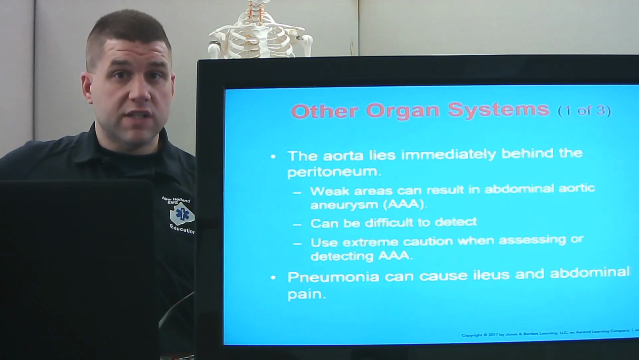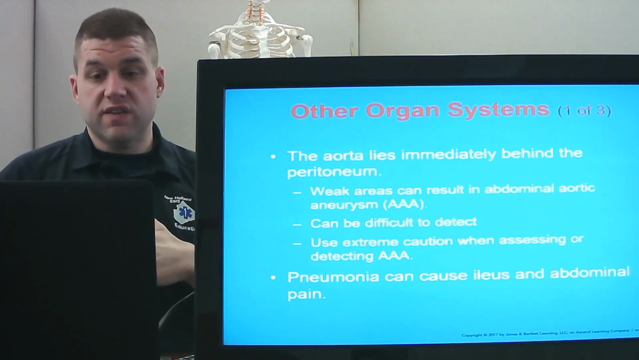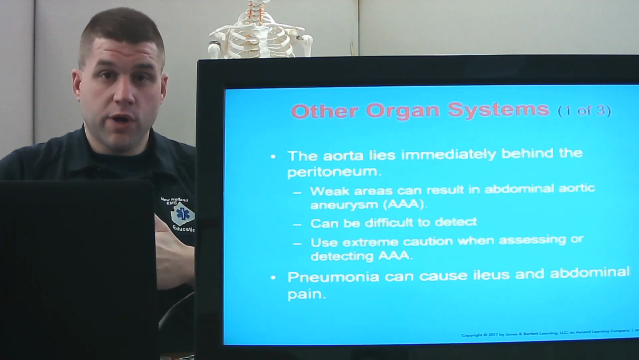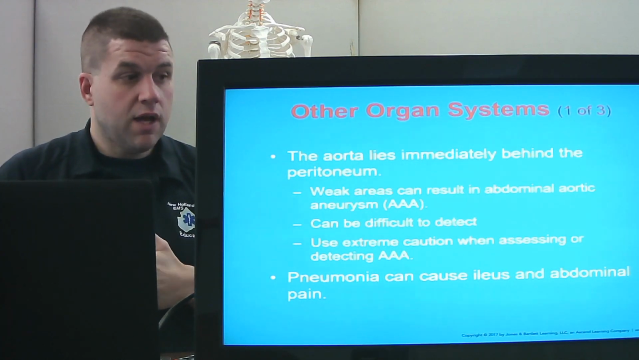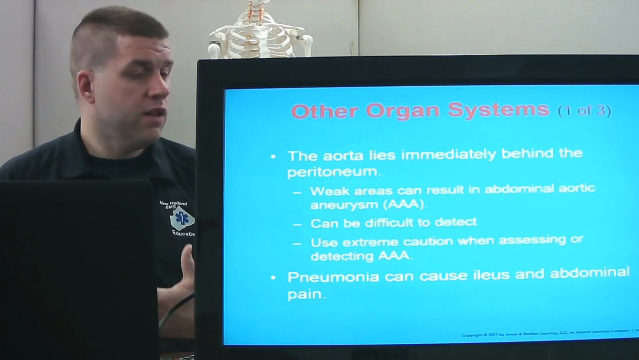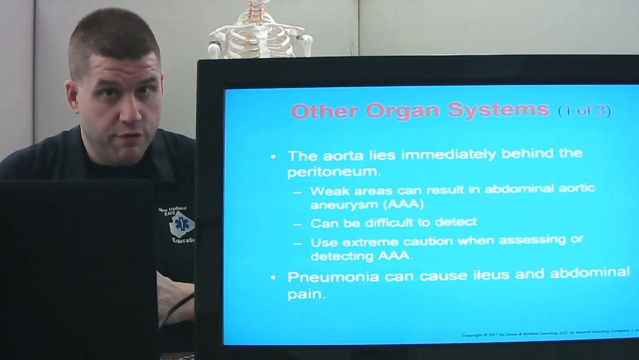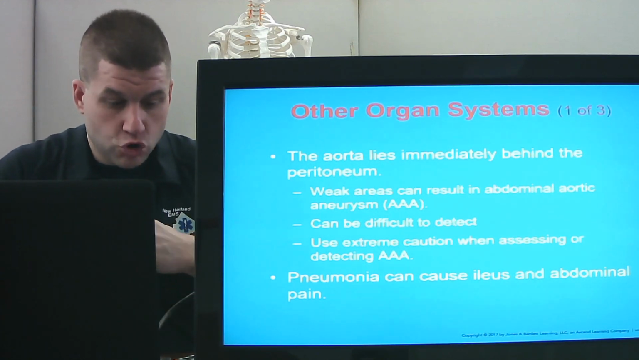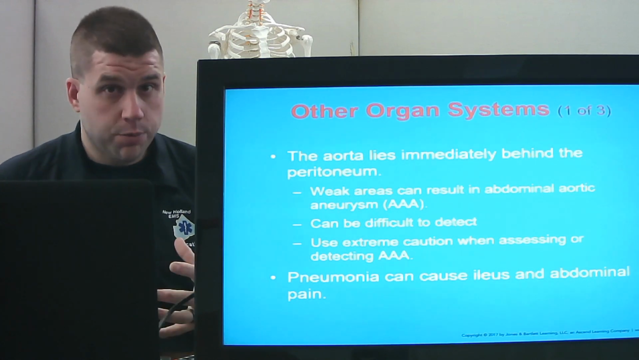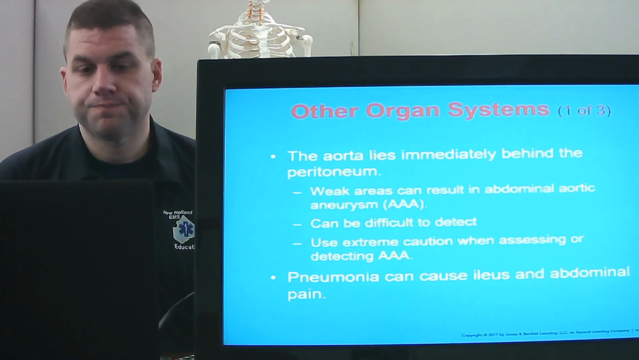Can be difficult to detect. We need to use extreme caution when we're assessing or detecting a AAA, right? We could push too hard on the abdomen and cause it to tear, rupture or burst. And when the aorta, the largest vessel coming off of our heart into our trunk, ruptures, the patient will die oftentimes within seconds.